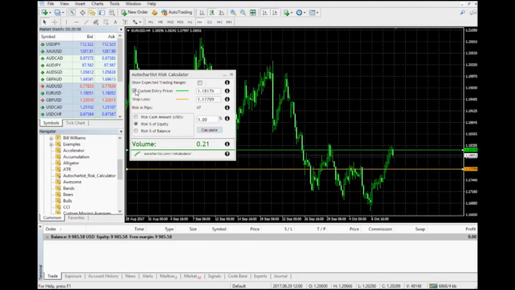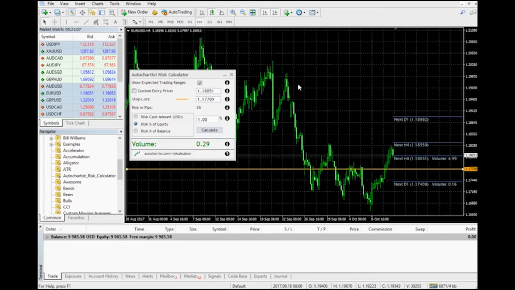The risk analyzer is also integrated with Autochartist volatility analysis data. This means that if you tick the Show Expected Trading Ranges checkbox, you'll get the expected trading ranges along with the position sizes for the different levels. This allows you to not only consider your trading strategy for stop loss levels, but also the expected price volatility. You'll notice how the position size is specified on each level.